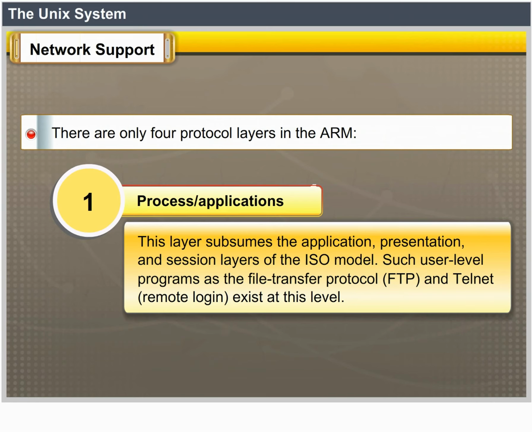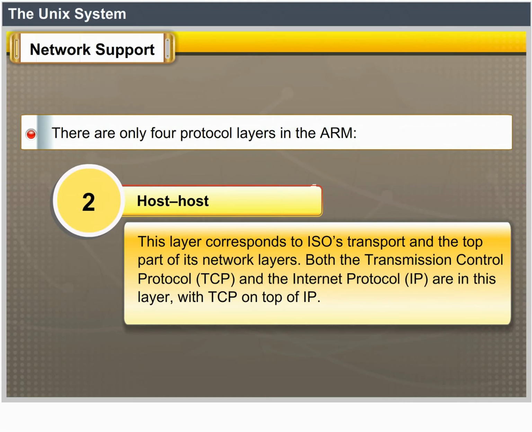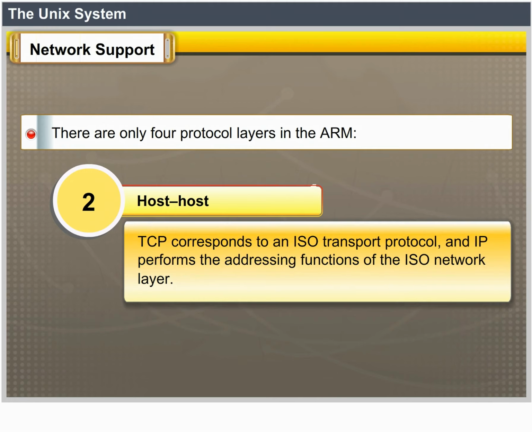Host to host. This layer corresponds to ISO's transport and the top part of its network layers. Both the Transmission Control Protocol, TCP, and the Internet Protocol, IP, are in this layer, with TCP on top of IP. TCP corresponds to an ISO transport protocol, and IP performs the addressing functions of the ISO network layer.